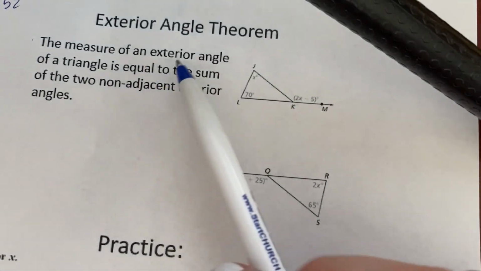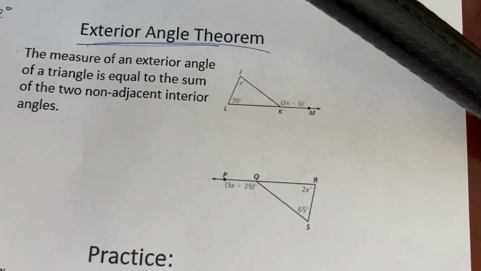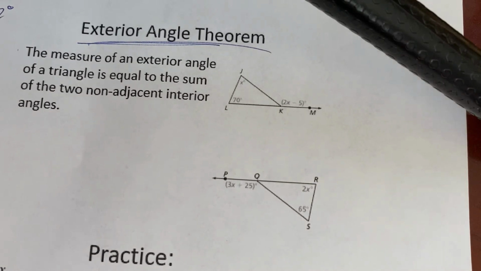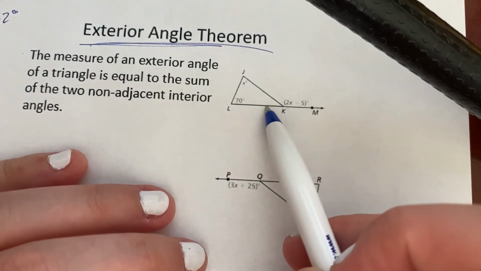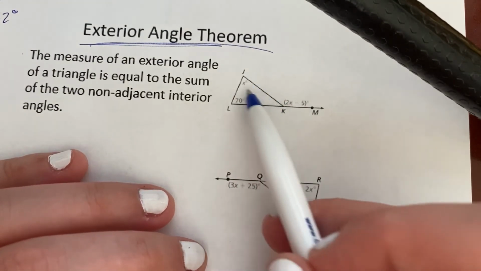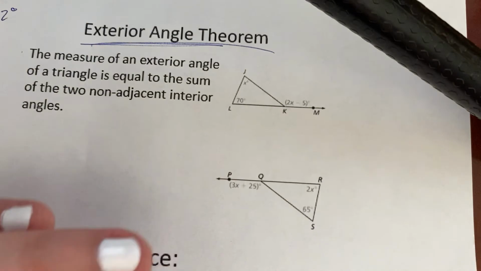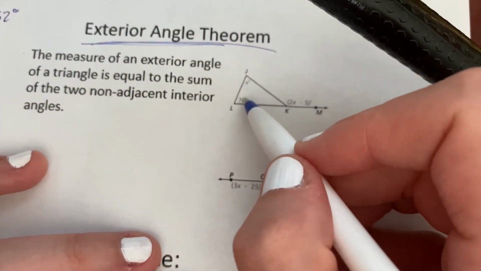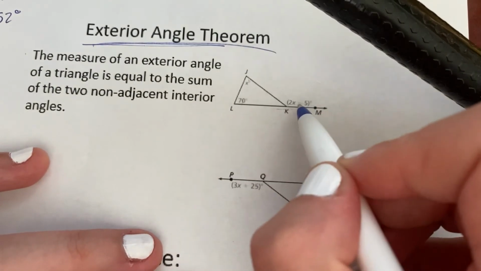The measure of an exterior angle, so this is a very important theorem right here. The Exterior Angle Theorem says the measure of an exterior angle of a triangle is equal to the sum of the two non-adjacent interior angles. So this makes sense, right? The inside of a triangle is equal to 180 and this line right here is equal to 180, so the leftover two angles from this triangle should equal this outside angle.